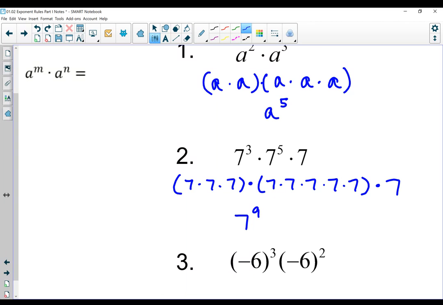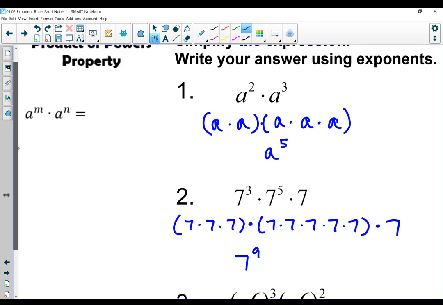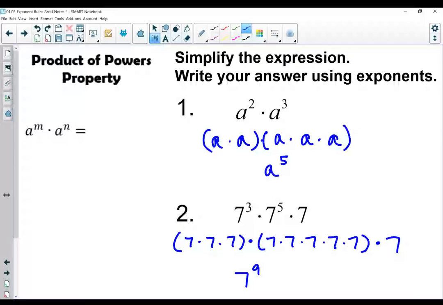I think we're ready now to go ahead and write down our property, and then we'll go back and do problem 3. So I think I made it really clear with example 2 that when we are writing all these out and multiplying out all those factors, we're really adding the exponents. So my property I'm going to write as a to the mth power times a to the nth power is going to be a to the m plus n power. So we're really just adding those exponents when we have the same base.